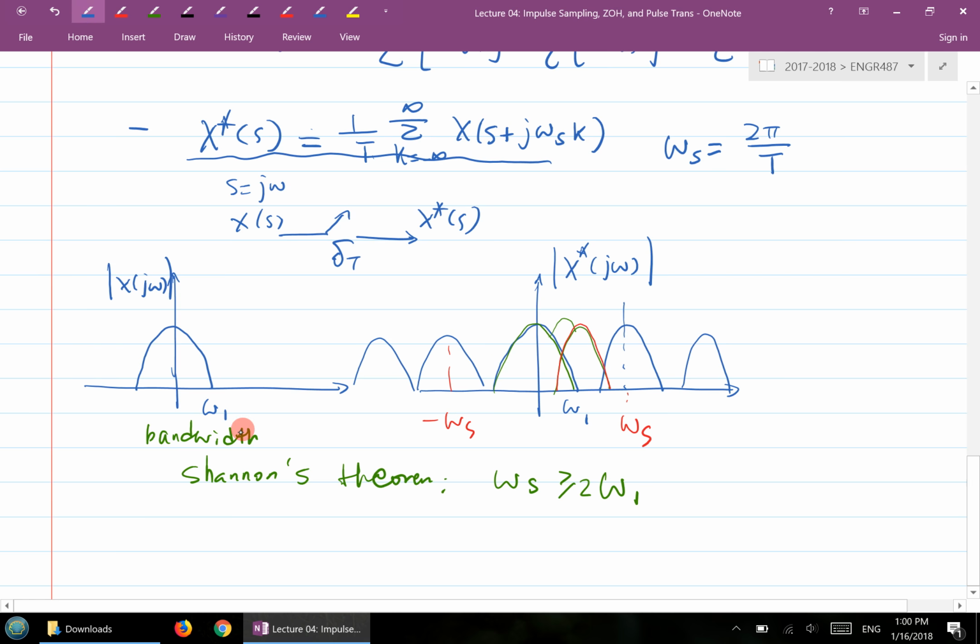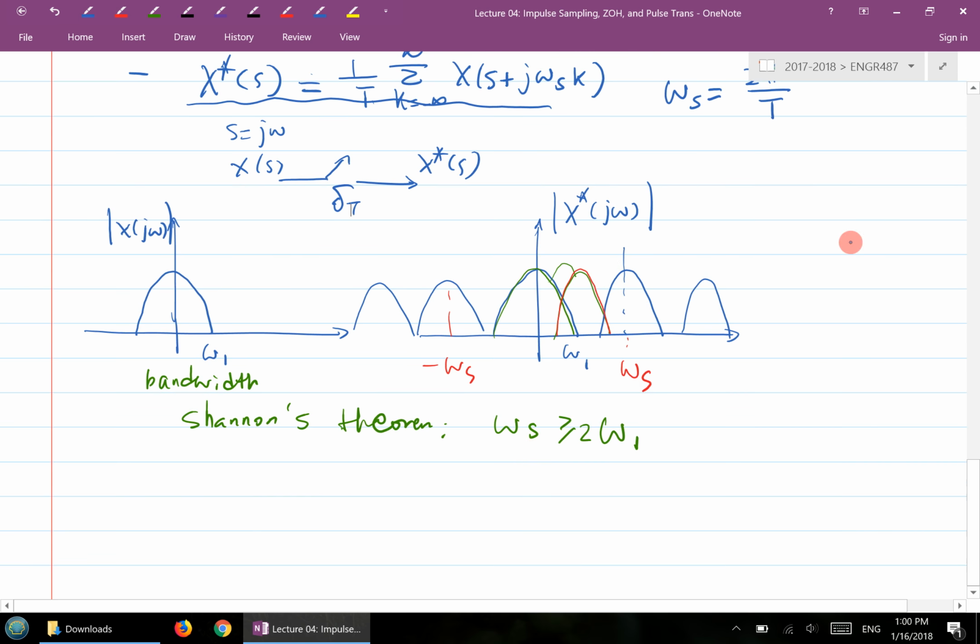Okay. At least to be twice as much, there are two omega 1 there, in order to reconstruct the original signal. Okay. So why is it that the omega s has to be at least twice as much as omega 1 so that you can reconstruct here? Because if you look at the drawing here, right?